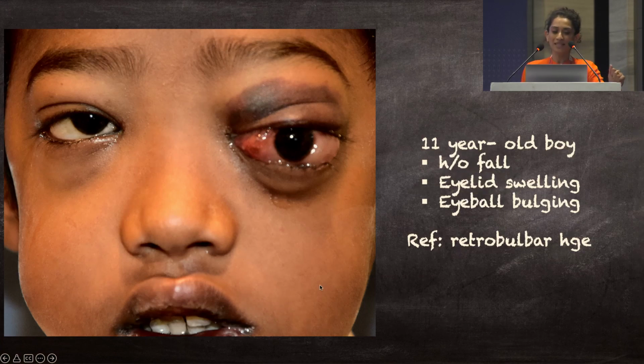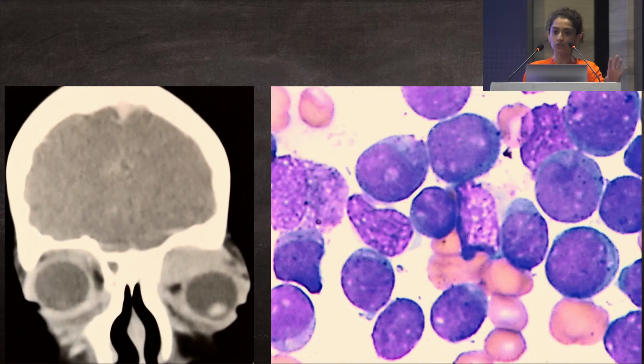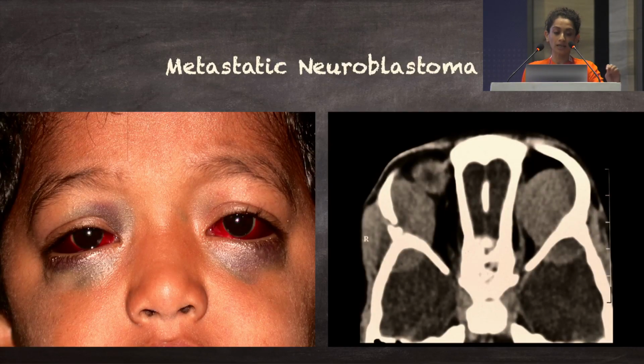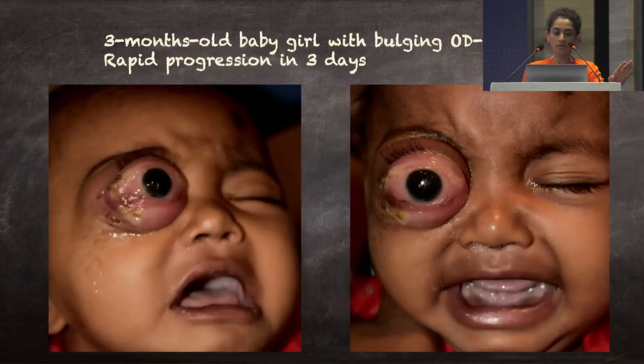When a child presents with this kind of ecchymotic proptosis, the first thing that comes to our mind as a clinician is leukemia. So we don't even go inside. The only thing that we do is a peripheral blood smear. If you see the imaging, you can see a lesion here, and there is a lesion growing in the other eye also. So it was a granulocytic sarcoma, and it was AML non-M3, which was a really bad prognosis, and the child died. Another cause of ecchymosis is metastatic neuroblastoma.